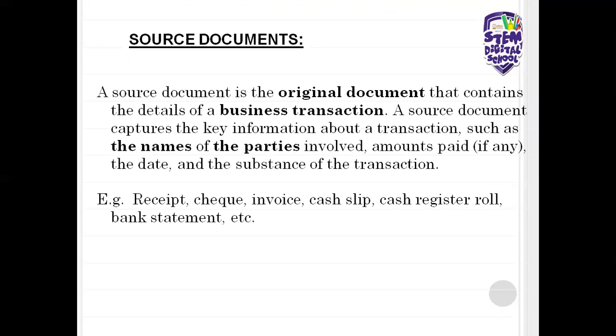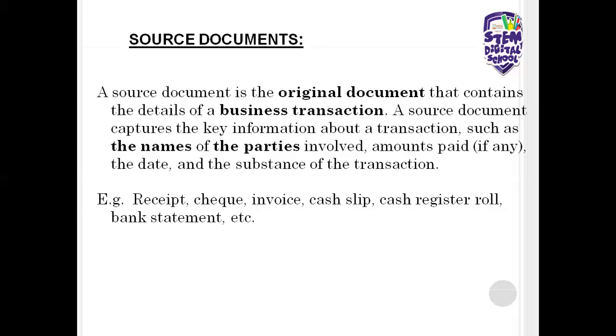Okay, so what it is basically saying is when a business transaction is happening, then all that information you must put onto a document, a source document. That information is the names of people or businesses involved, the amounts involved, the date of the transaction, and what the transaction is all about. Then I give you some examples of source documents, like a receipt, a cheque, invoice, a cash slip, a cash register roll, bank statement, etc. So those are just examples of different types of source documents.